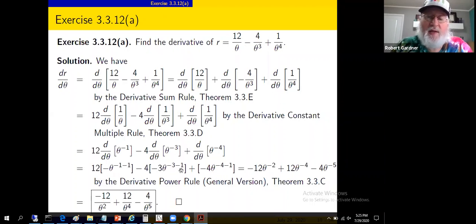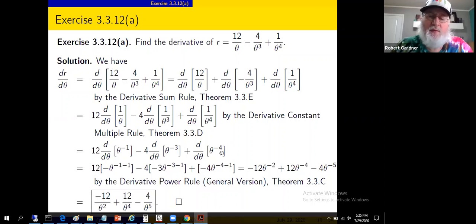-3 to -3 minus 1, which is -4. -4 minus 1 is -5. The exponents decrease by 1. And when you get practiced at this, you're going to want to reduce those exponents by 1. You are, but be careful when they're negative exponents.